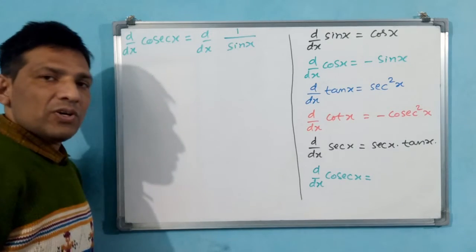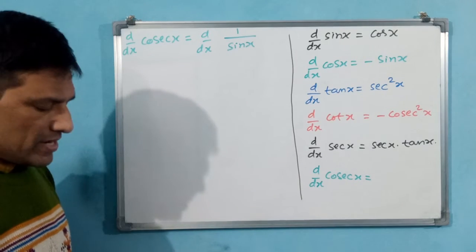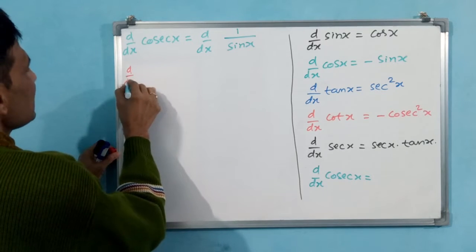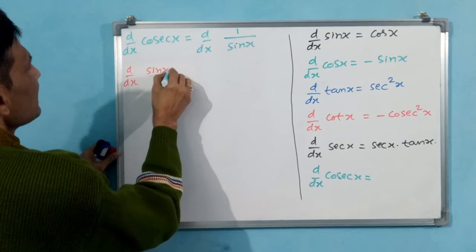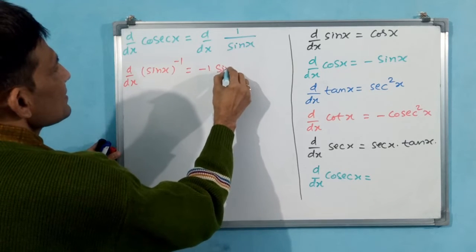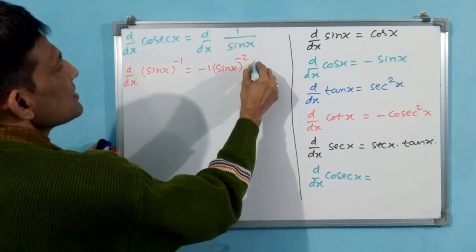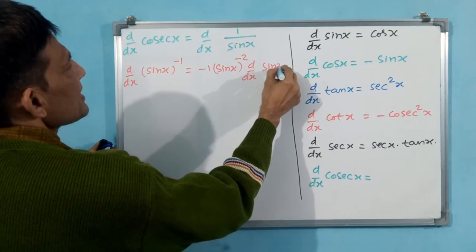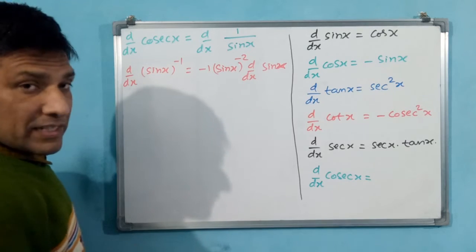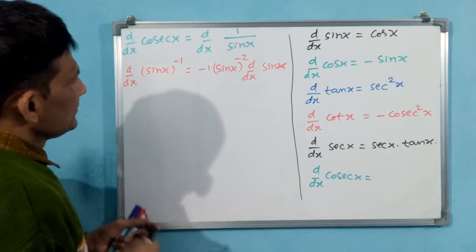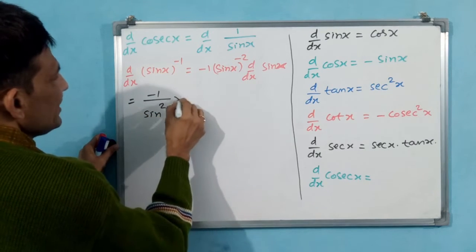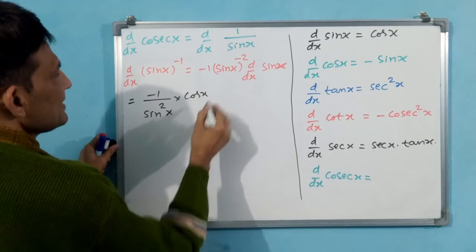Is it okay? Cosecant x means 1 by sin x. d by dx 1 by sin x. And how to write this? You can write this like this. d by dx sin x whole power minus 1. That is equal to minus 1 sin x whole power minus 2 d by dx sin x. Is it okay? Definitely okay. In the next step, what you are going to write? You are going to write like this. Minus 1 by sin square x into d by dx sin x, which is cos x.